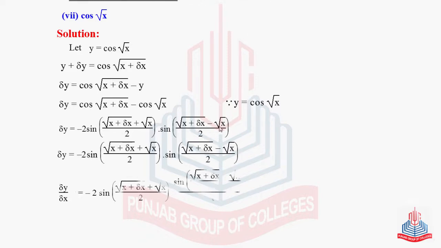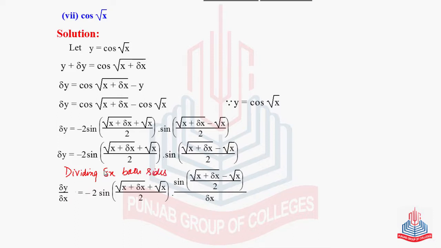So dividing by delta x on both sides, that is delta y by delta x equals minus 2 sine of square root of x plus delta x plus square root of x dividing by 2, into sine of square root of x plus delta x minus square root of x dividing by 2, and this is all dividing by delta x.